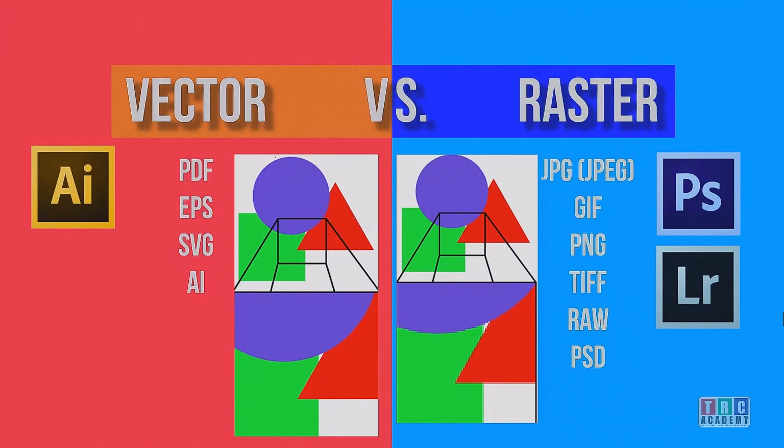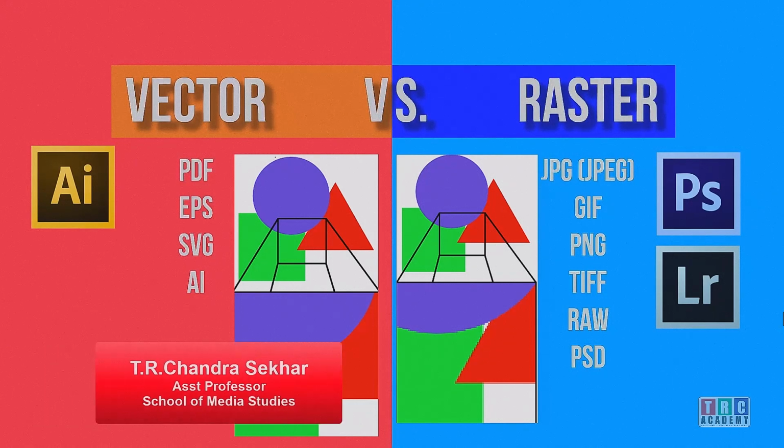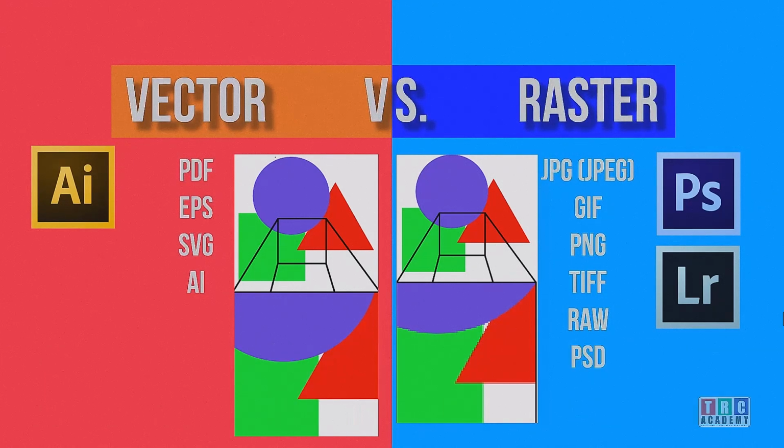And here you can see the file formats are divided into two. One is vector, as well as raster. In vector, you can see the PDF format, EPS format, SVG, and Adobe Illustrator, that is .ai. And on the right-hand side, you can see the raster based: we have JPEG, GIF, PNG, TIFF, RAW, and .psd format.